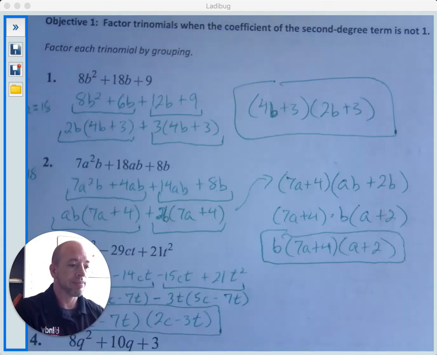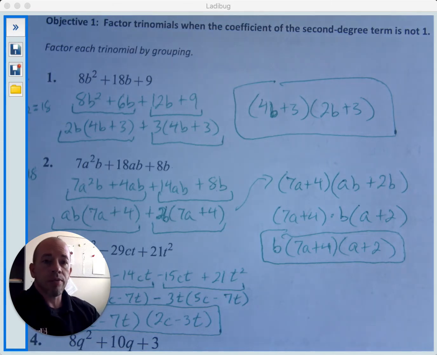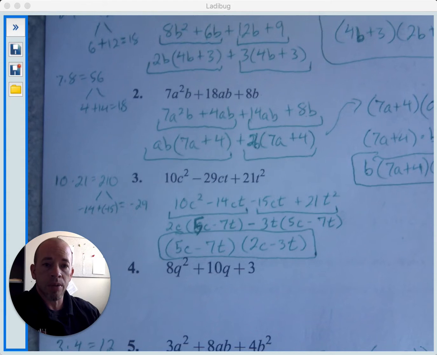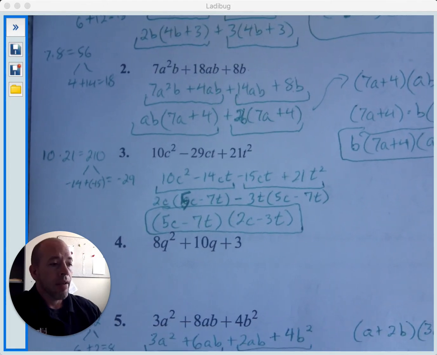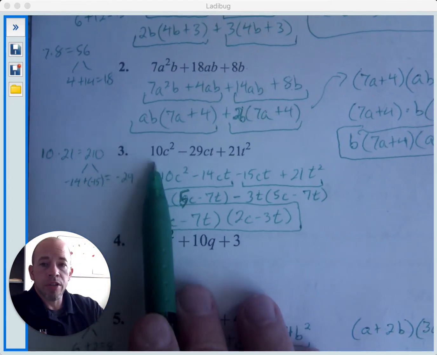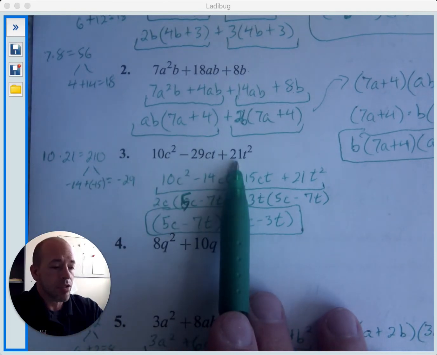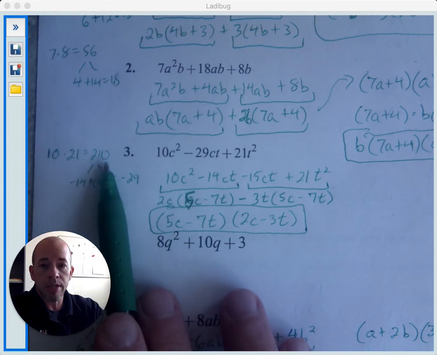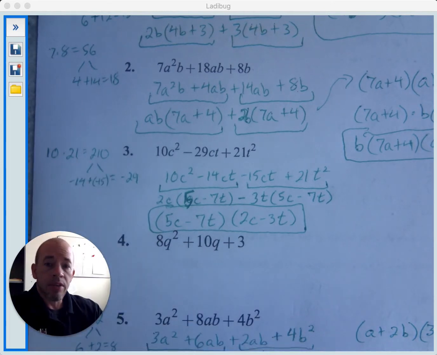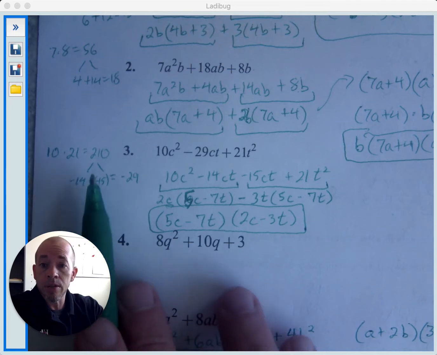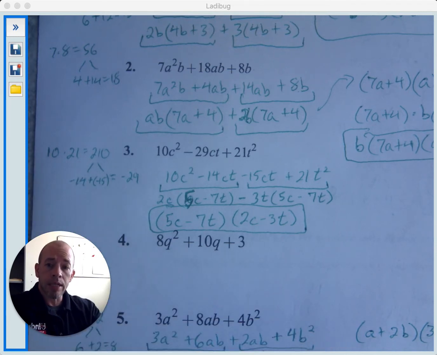There we go. Now the next one, just to save time, I've gone ahead and done this one, but I'll walk through what I did. Leading coefficient 10, last term's coefficient 21. We multiply those, we get 210. And we've got to find two factors of 210 that add up to negative 29. After some searching, I found negative 14 and negative 15. If you multiply those, you get 210. If you add them, you get negative 29.